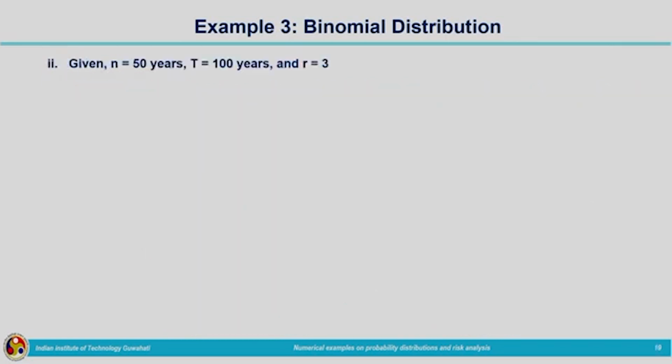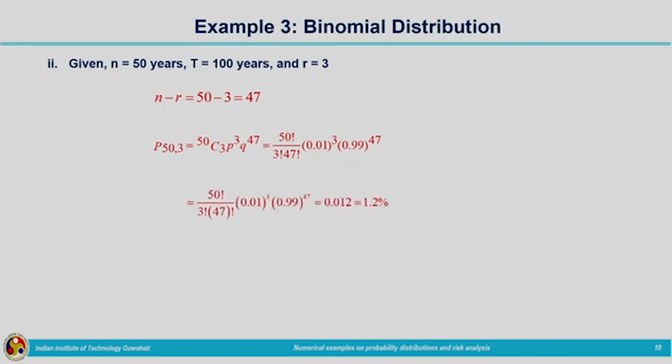So, n is equal to 50 years, t is equal to 100 years and r is equal to 3 times. N minus r is 47. So, we can substitute in the binomial distribution expression and we can calculate the value as 1.2%. Occurrence of the flood thrice within that design period is lesser, that is 1.2%.